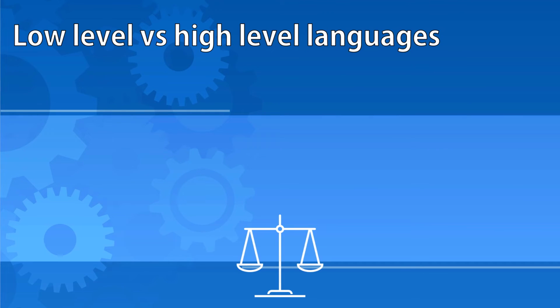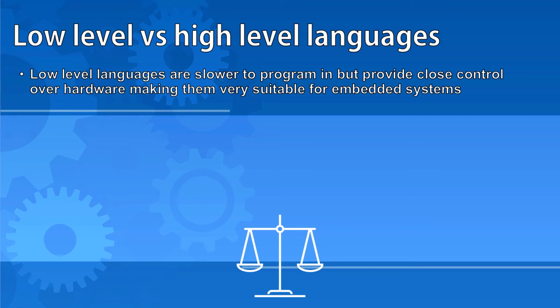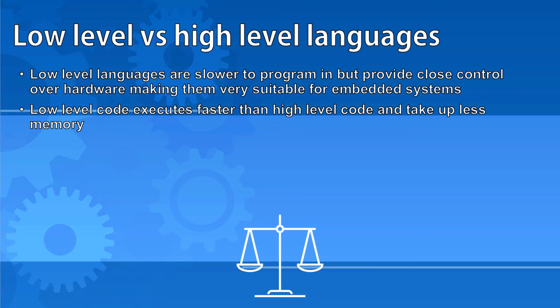Given that low-level languages are slower to program in, you may not see their immediate use, but they provide close control over hardware, and this makes them suitable for embedded systems where we have a computer system that is embedded into a device that only has to do a few things. Low-level code also executes faster than high-level code and takes up less memory, also making it very useful for these devices that don't want to have a lot of storage in them.